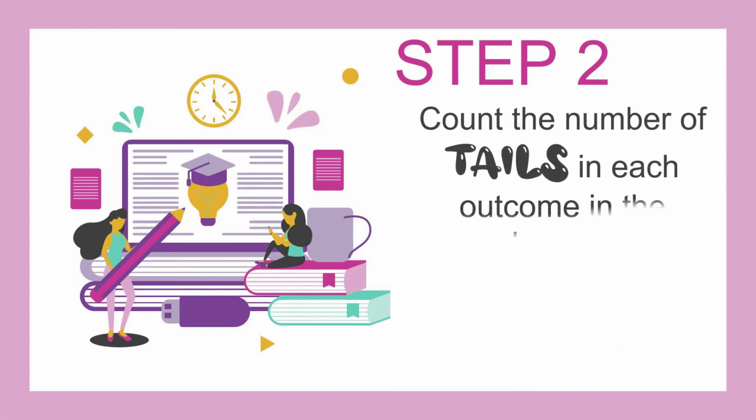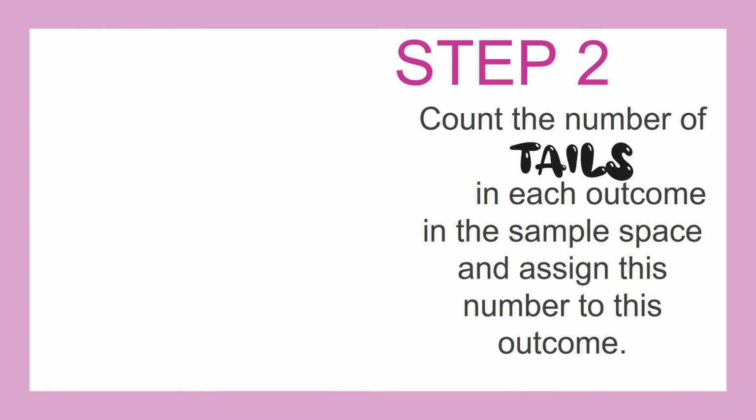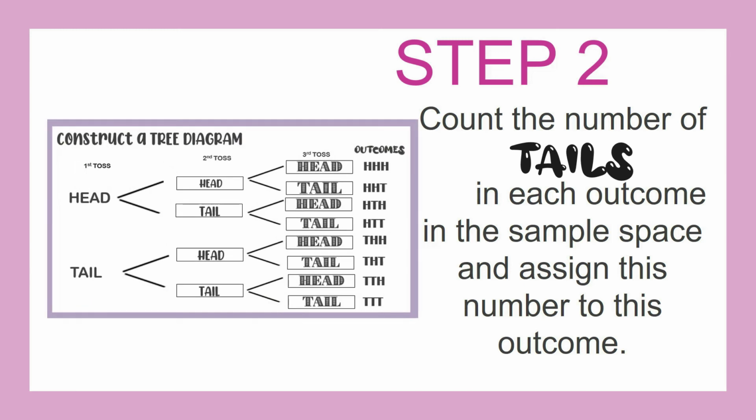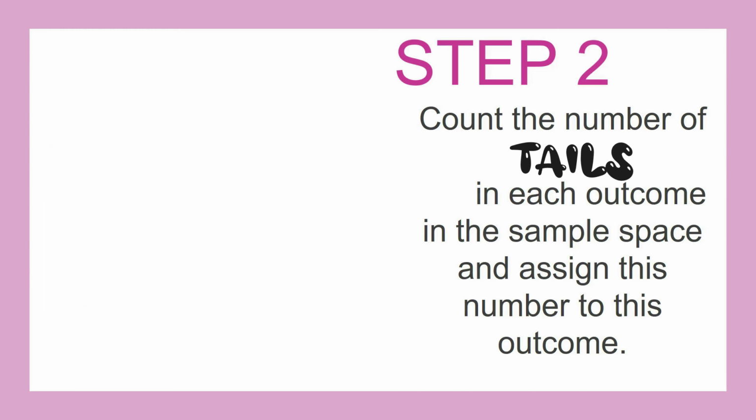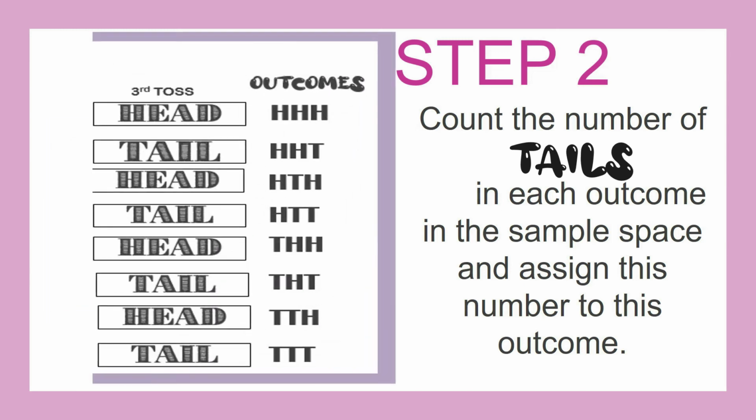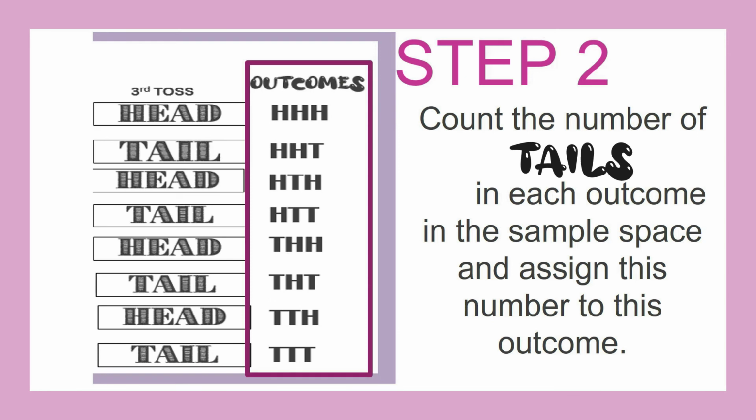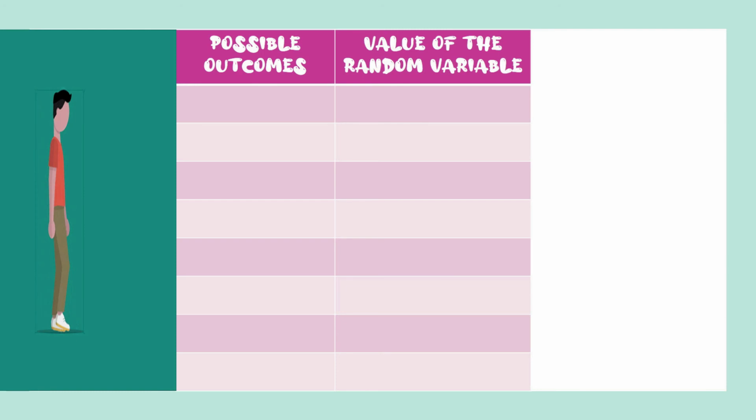This time, let us now proceed to step 2. In step 2, we will count the number of tails in each outcome in the sample space, and assign this number to this outcome. From the possible outcomes using the tree diagram, we will only count the number of tails. Since in the given problem, we are asked to find the values of the random variable x, which denotes the number of tails. So in this table, we have two columns representing the possible outcomes and the value of the random variable.